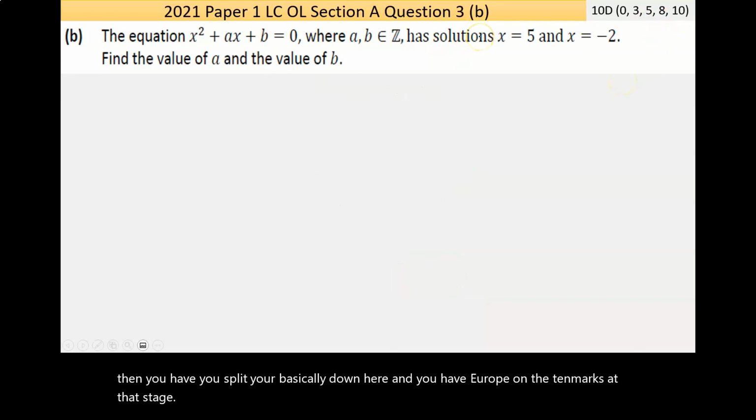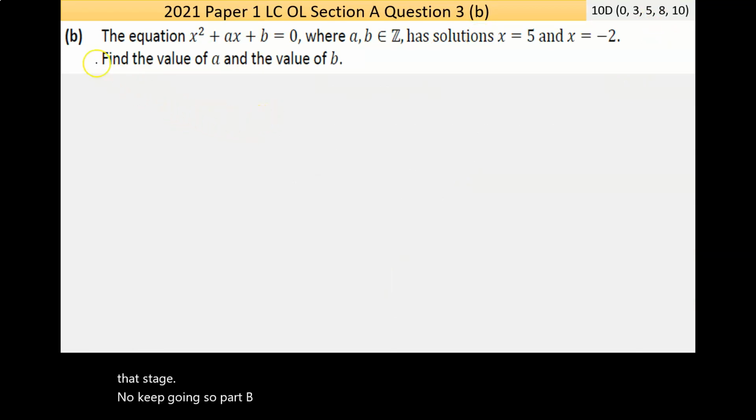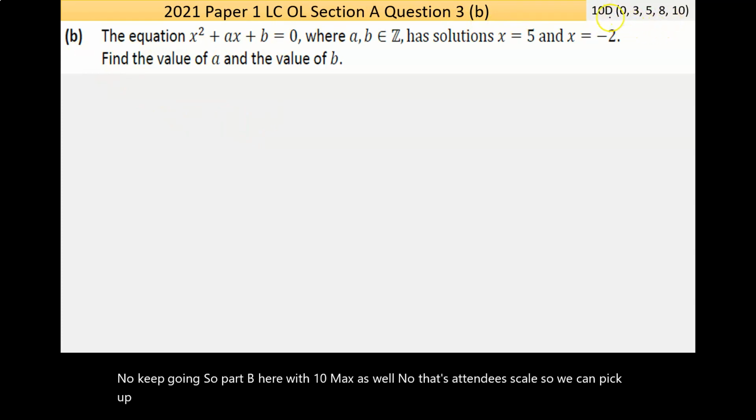Now we'll keep going. So part B here is 10 marks as well. Now it's a 10D scale, so we can pick up marks easier. A D scale just means there's more breakdowns. A C scale had 4, a D scale has 5.